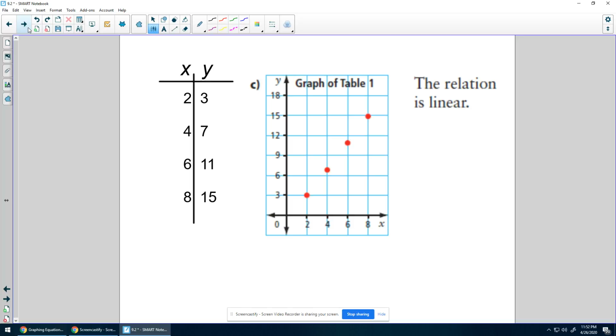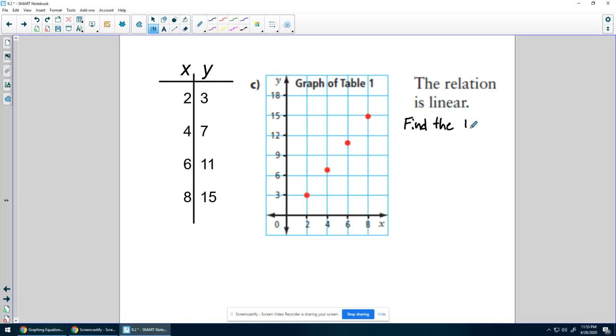Okay, here is another example. We can see right away we have our x values and our y values, and we've plotted our points, 2, 3, 4, and so on. This does create a linear relation. So using this information, I want you to find your linear relation.